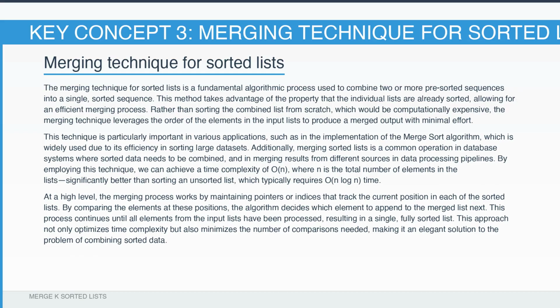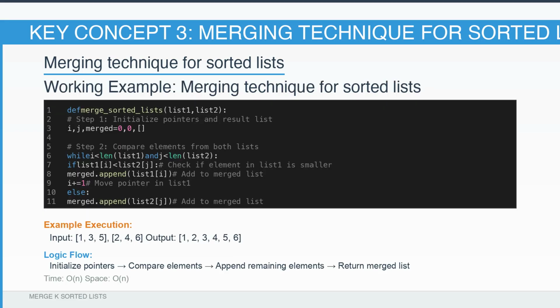Let's take a look at the function merge_sorted_lists, which combines two sorted lists into one sorted list. First, we initialize our pointers, i for list 1 and j for list 2, and create an empty list called merged to store our results. The goal here is to compare elements from both lists efficiently. In the first while loop, we check if there are still elements to compare in both lists.